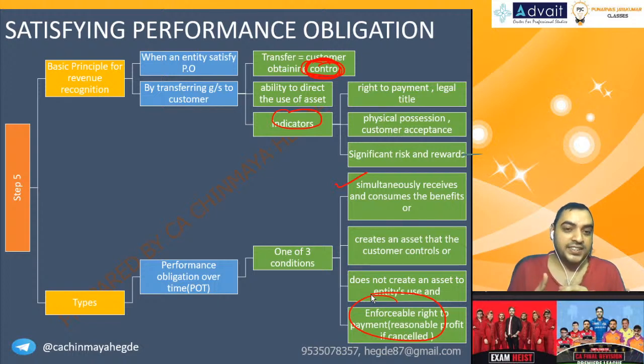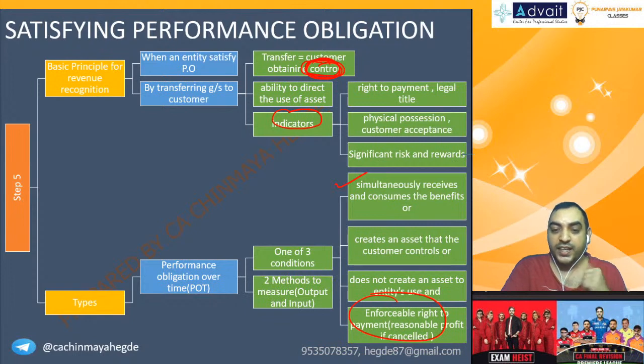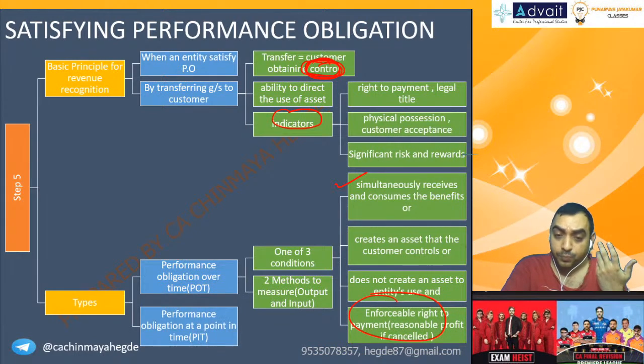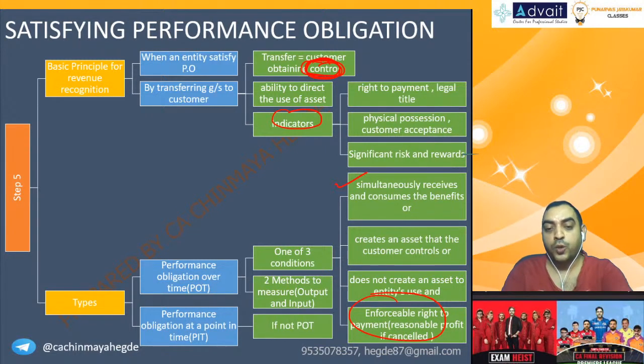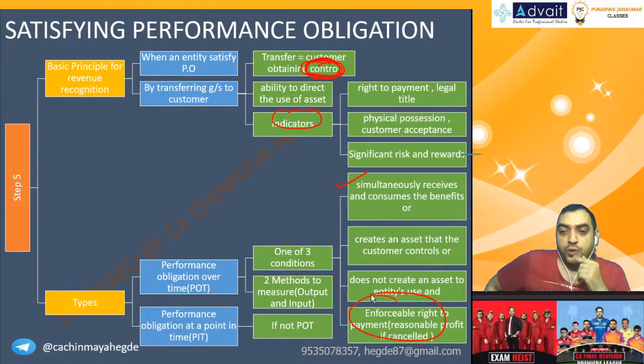If one of these points is satisfied, it is performance obligation over time, and proportionately you recognize. Otherwise you recognize it at a point in time. So the moment it is transferred, revenue is recognized. Till then, you will show it as inventory. Performance obligation over time, performance obligation at a point in time. Yeah, due diligence, correct. That's what I was telling. Okay, there's only one point I would like to discuss. After that, I will go to Ind AS 116. Any doubts so far?